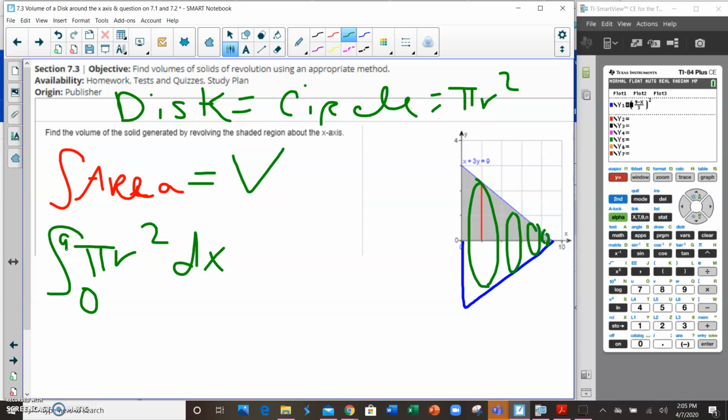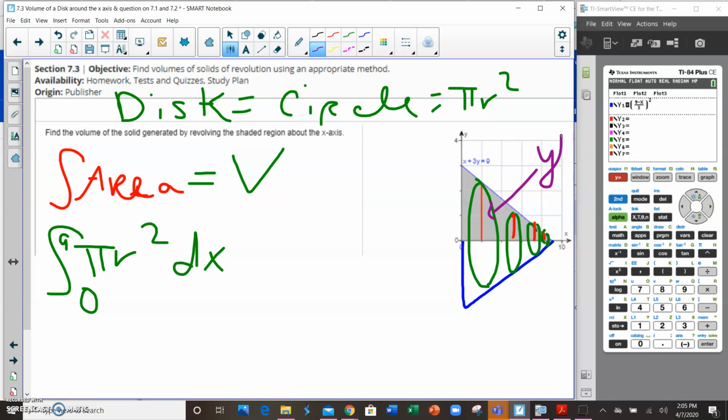What is our radius? If you notice that nice little red line, that is the radius of that disk. We can also put in a radius of this disk, and a radius of that disk, and a radius of that disk. So what is that radius? The radius is going to be your height. That's your y value. From the x-axis up to the blue line is your y value.